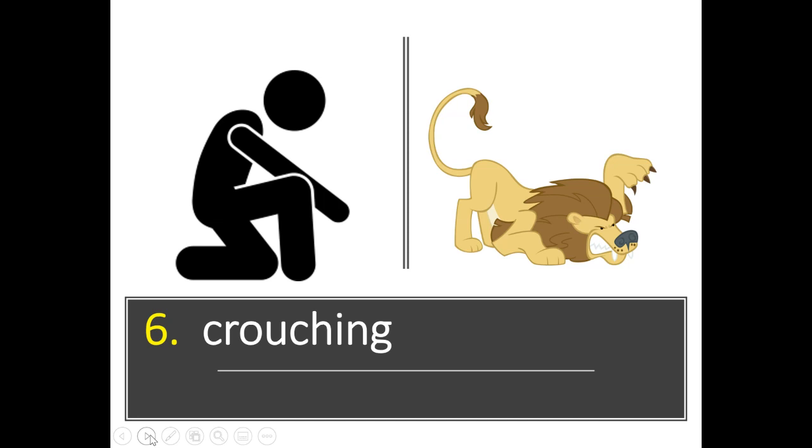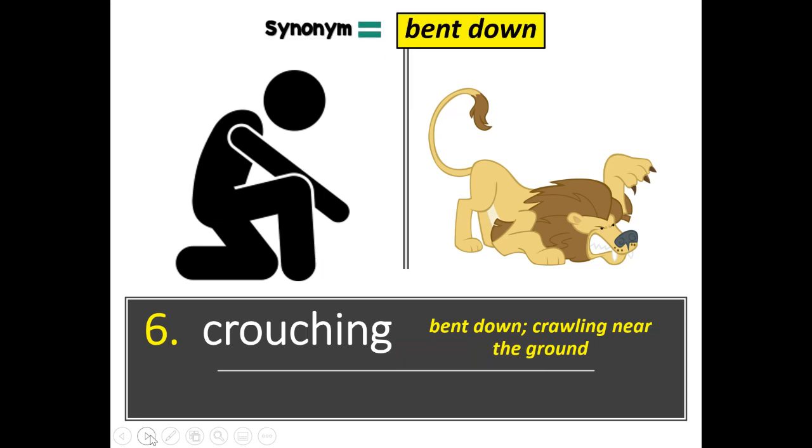The root word is crouch, C-R-O-U-C-H, crouching, I-N-G, crouching. It means bent down, crawling near the ground, crouching. A synonym could be bent down, just like the pictures show.